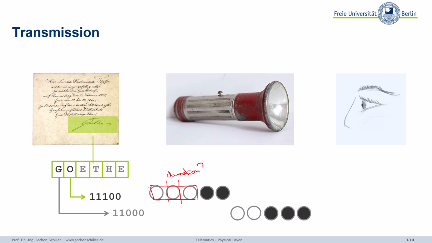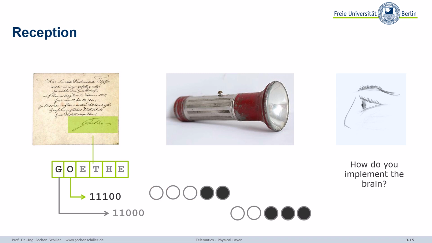What happens if the receiver here doesn't know the duration? So how do you transmit the duration? We call this synchronization. So we have to synchronize sender and receiver. So how is this performed? And then also we have to receive, and we have to understand what it means.